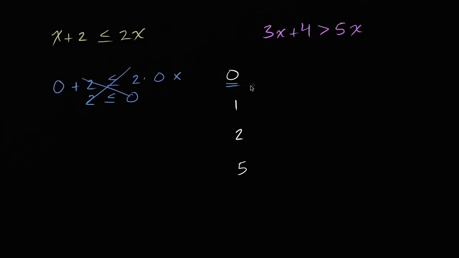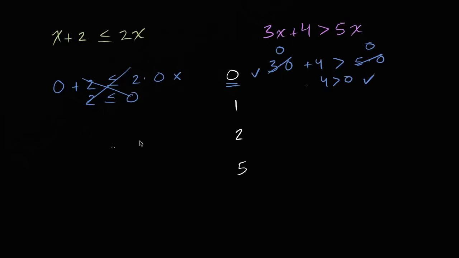Let's see if it satisfies the right-hand side inequality, or this inequality right over here. So in order to satisfy it, 3 times 0 plus 4 needs to be greater than 5 times 0. Well, 3 times 0 is just 0. 5 times 0 is 0. So 4 needs to be greater than 0, which is true. So it does satisfy this inequality right over here. So 0 does satisfy this inequality.